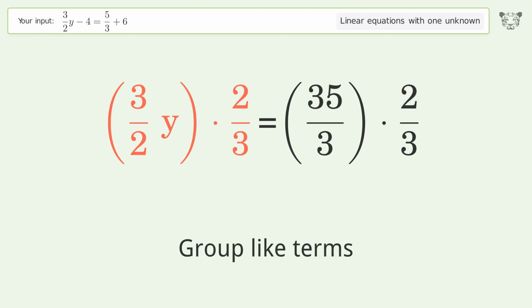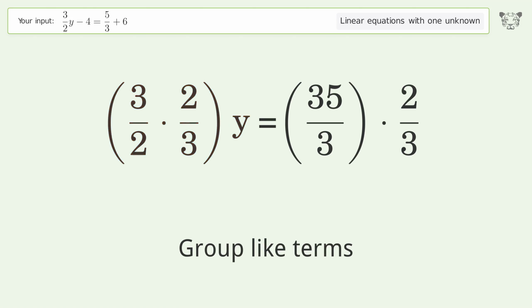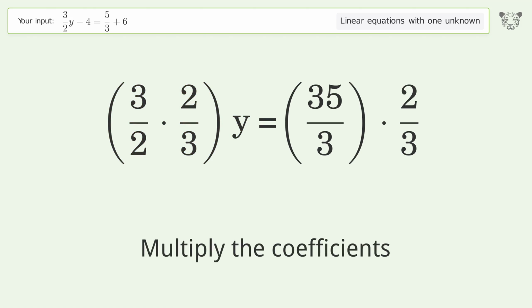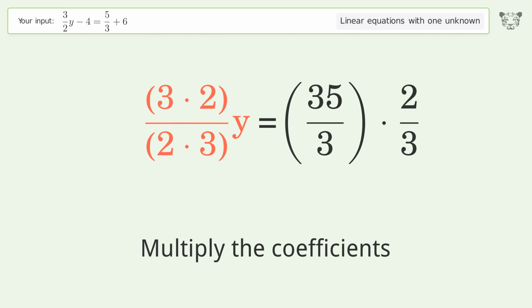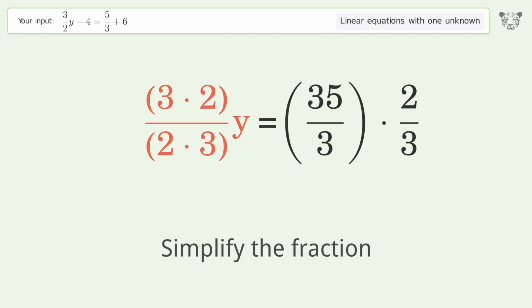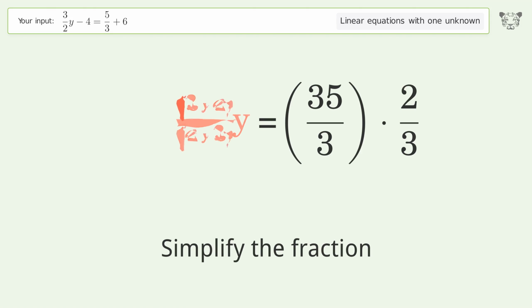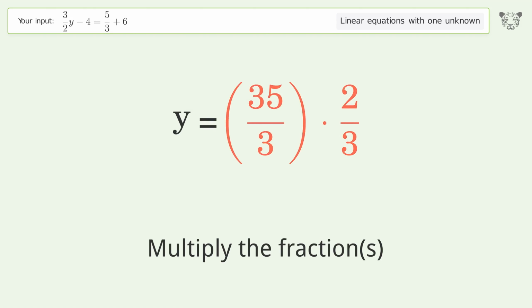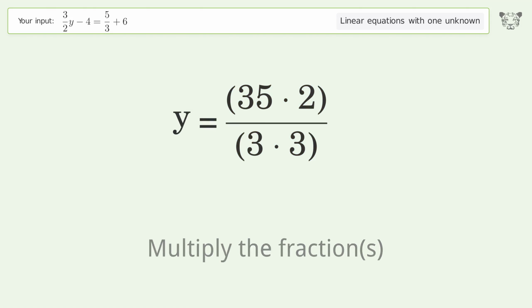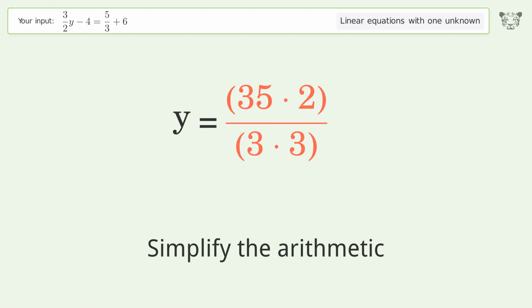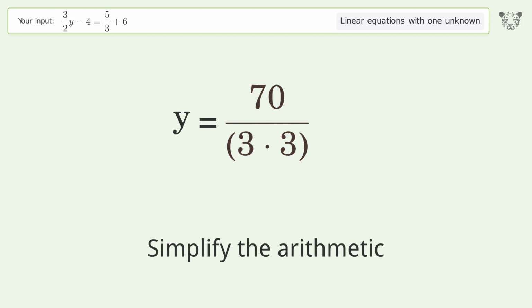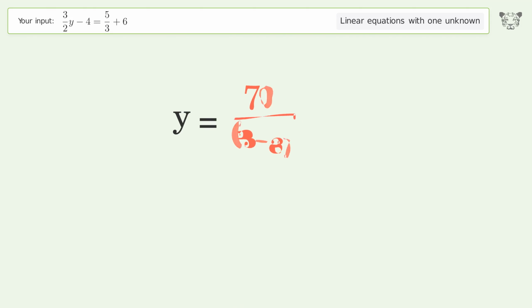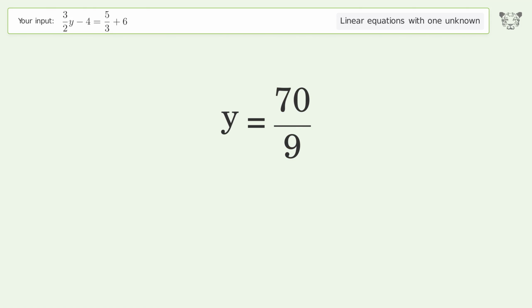Group like terms. Multiply the coefficients. Simplify the fraction. Multiply the fractions. Simplify the arithmetic. And so the final result is y equals 70/9.